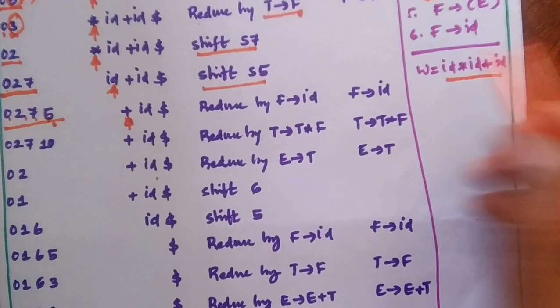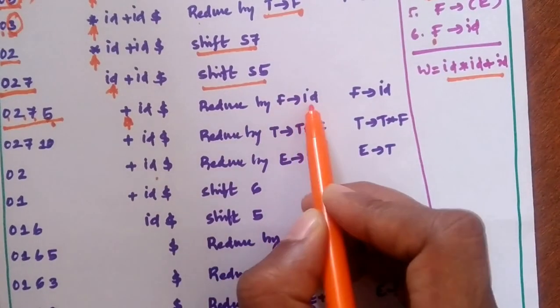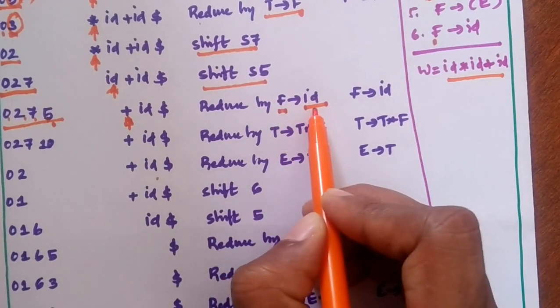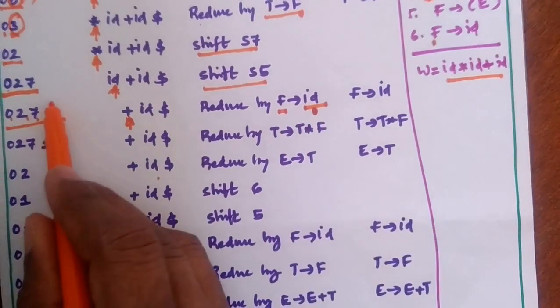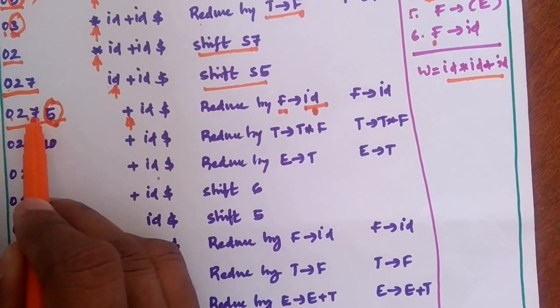5 plus is R6. R6 is F gives ID. So the parser will perform a reduce operation using F gives ID. ID is the handle, replace ID by F. On the right side there is only one symbol, so pop off one symbol from the top of the stack. 5 will go. Then 7 will come on top.